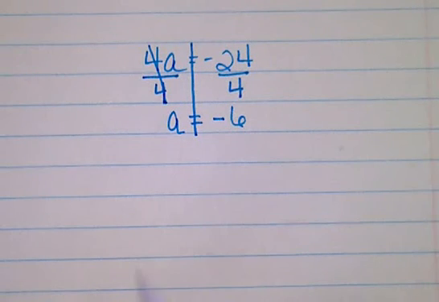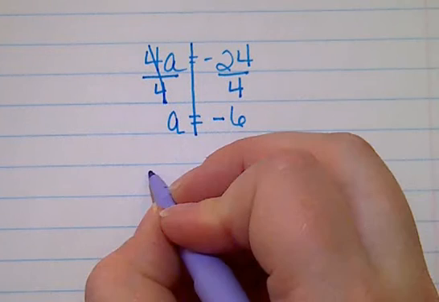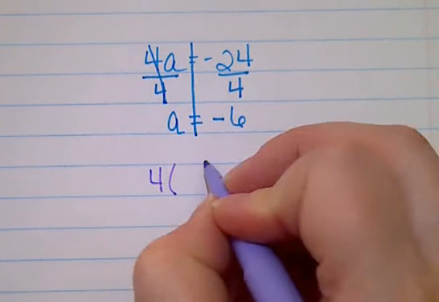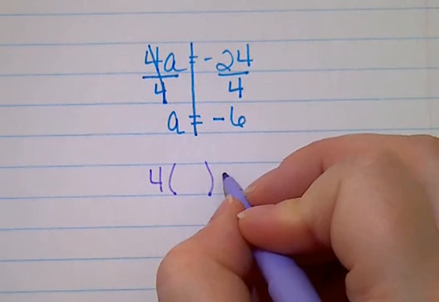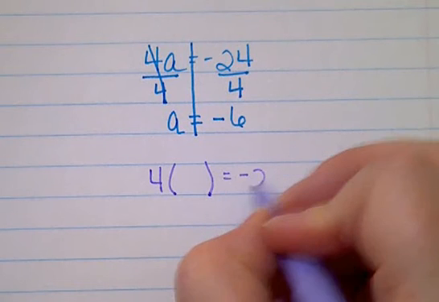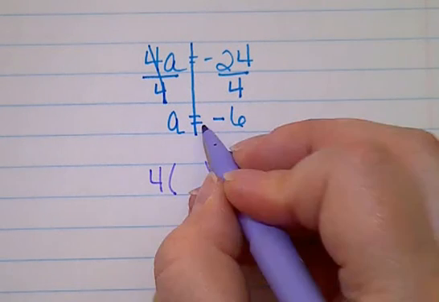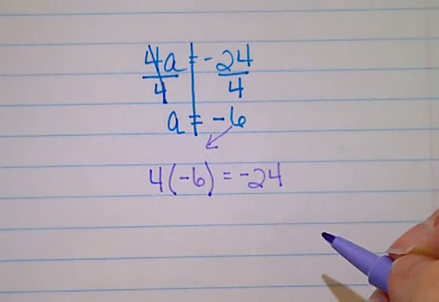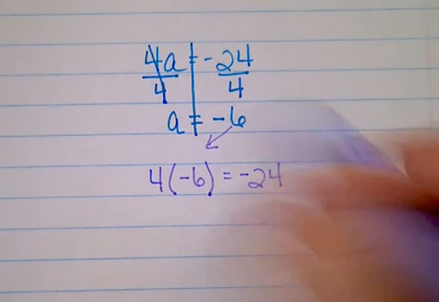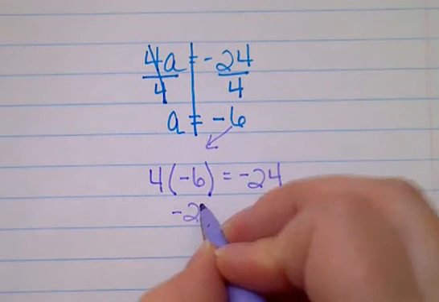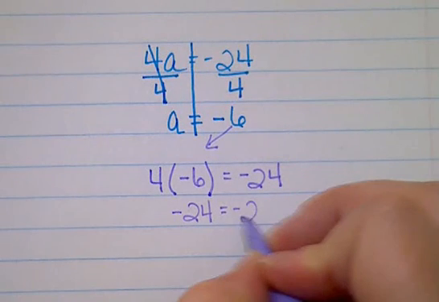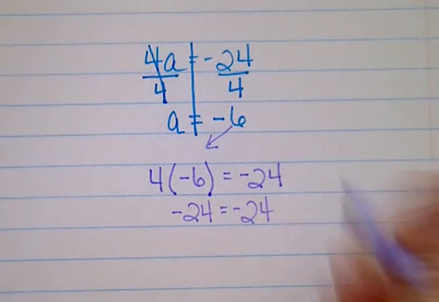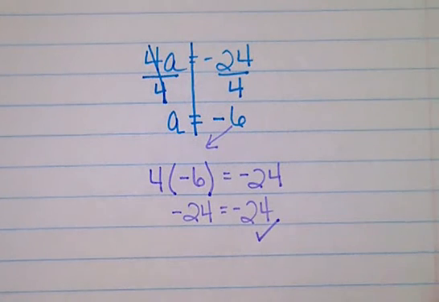Let's check our answers. I'm going to rewrite my equation, and instead of the a, I'm going to substitute a set of parentheses. I think that a is negative 6, so we're going to place that in the parentheses instead of the a. 4 times negative 6 is negative 24, and negative 24 does equal negative 24, so this problem is done correctly. Let's try another one.